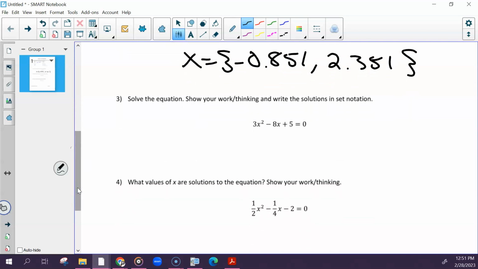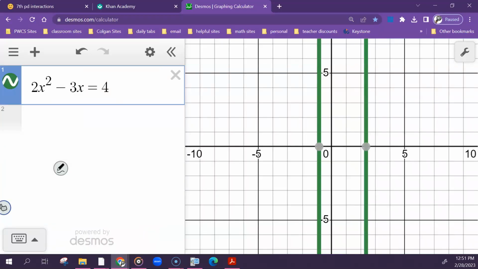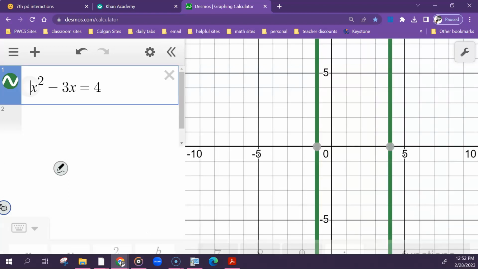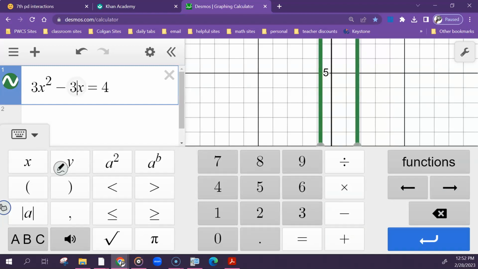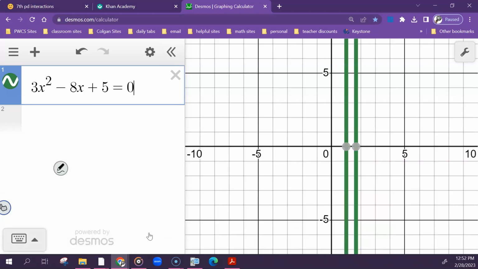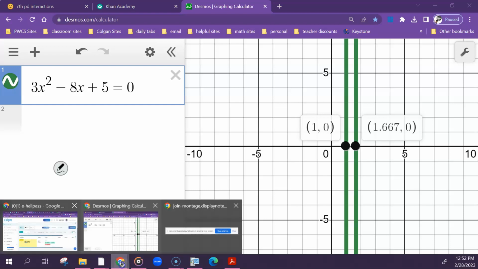Same thing for number 3. So this would now be 3x squared minus 8x plus 5, but now equals 0. You would have 1 and 1.667. It probably rounds or keeps repeating, but it just rounded itself.